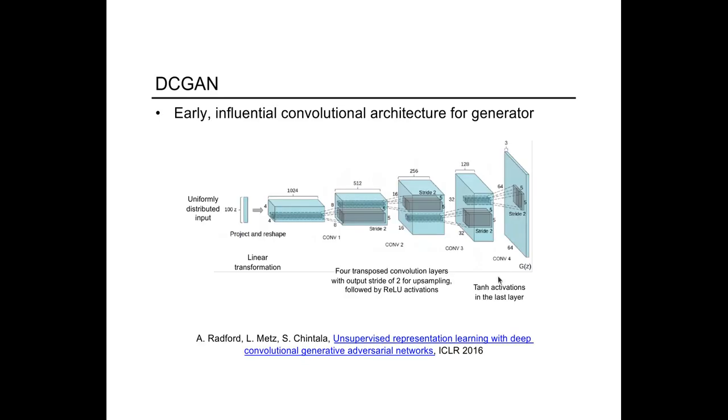Another formulation or type of GAN architecture is called DCGAN, which is an influential convolutional architecture for the generator. At the input we have a uniformly distributed input Z. It is projected and reshaped and then passed through some convolutional layers until it produces an output which has the dimensions of a real image. Tanh activation is used in the last layer. So this type of generator is called a DCGAN.